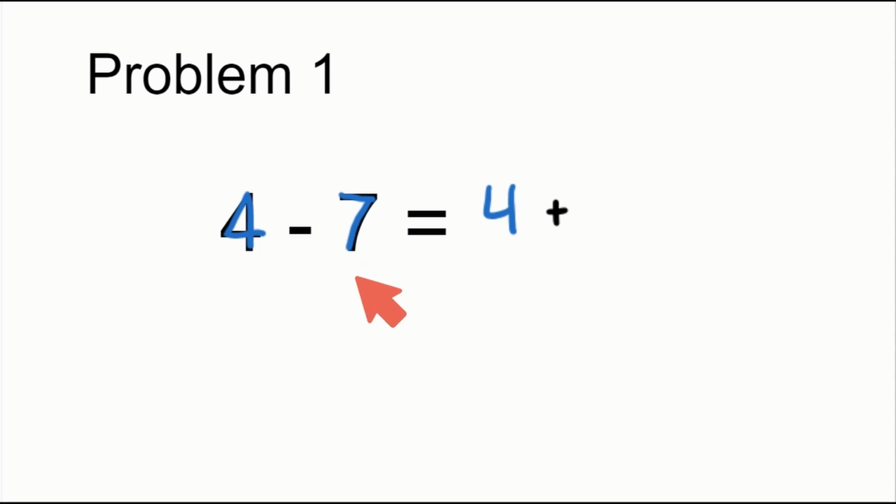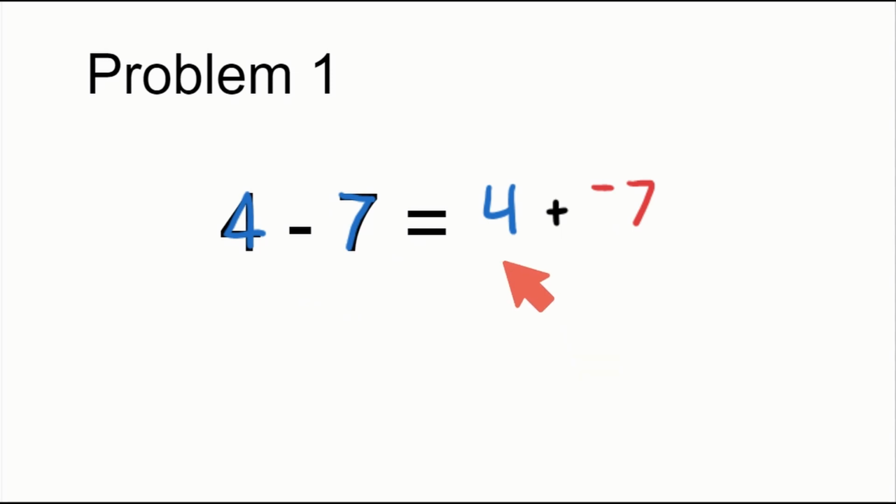Now, whatever's after the minus sign, we're going to add in the opposite. Right now, we have 7 positives being taken away. So that's going to be equivalent to adding in 7 negatives. Or you could think of it as minus 7 is the same as having negative 7. So now that we've rewritten it, let's go ahead and solve.